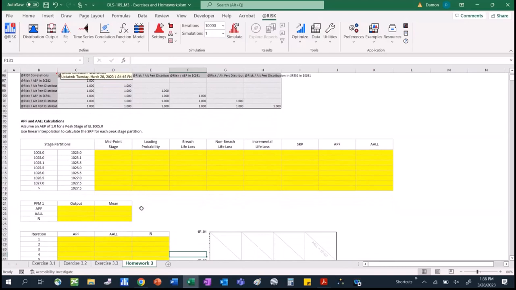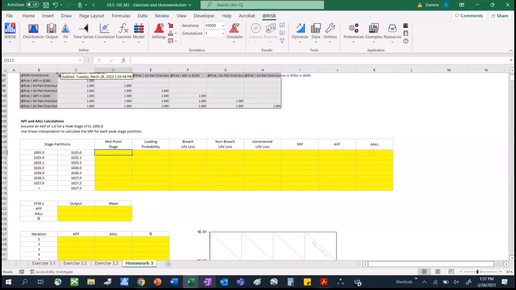So we've got space to do our APF and our average annual life loss calculations. We're to assume an AEP of 1 for a peak stage at elevation 1005. Basically, we're just force fitting our non-exceedance probability into that first stage. Everything associated with that loading is going to be 0 because this is our top of embankment elevation, but that's going to allow us to have our loading probability sum to 1.